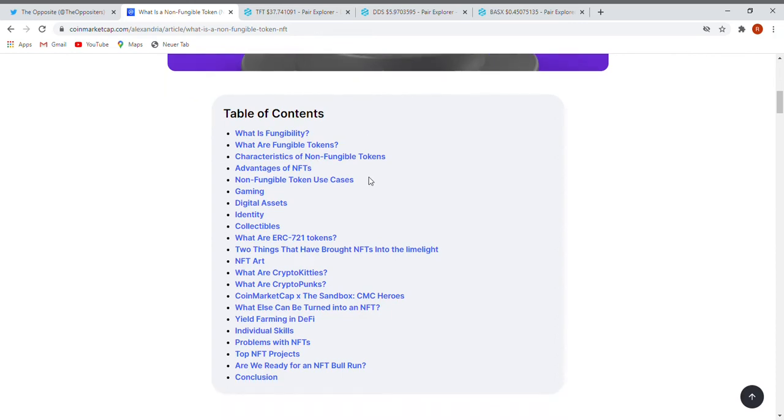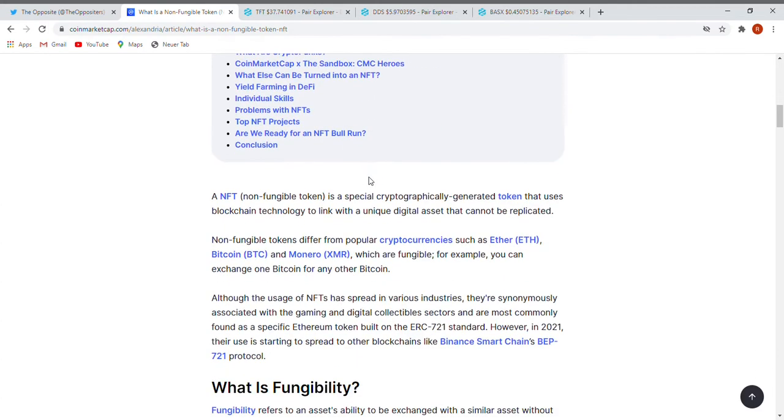So there you see really a lot of content in here. But it's very good. Just read this whole article. It will help you a lot to understand what NFTs are about. An NFT, non-fungible token, is a special cryptographically generated token that uses blockchain technology to link with a unique digital asset that cannot be replicated. This means it's only these ones, it's not destroyable, but it's also not possible to do some copy or so on.